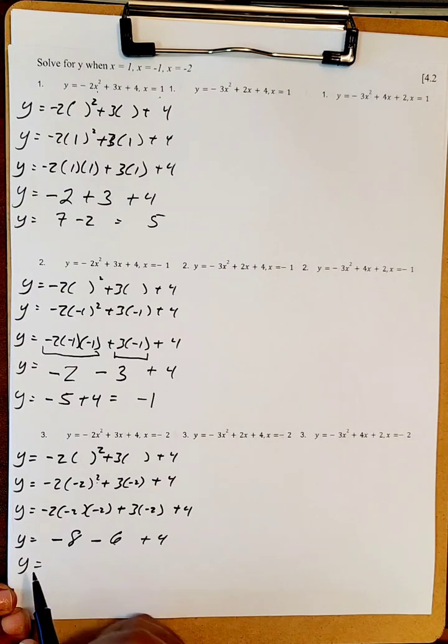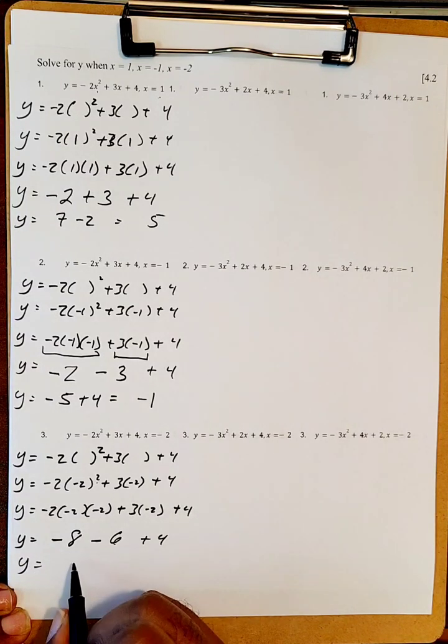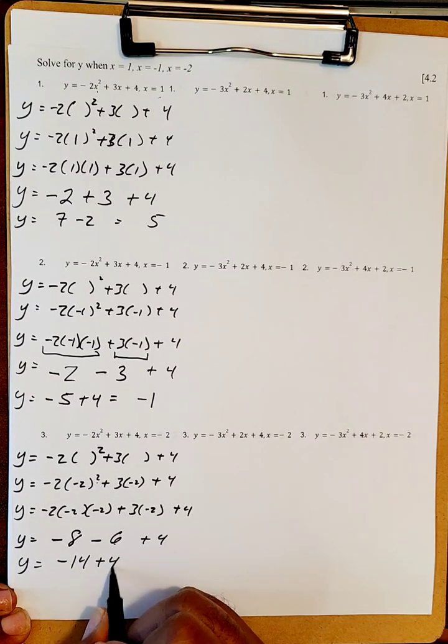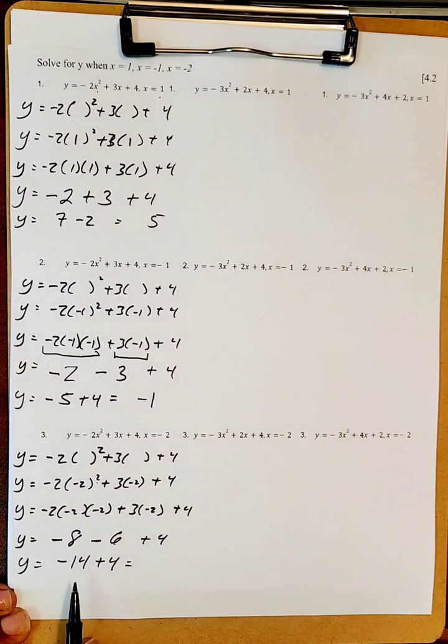Now, same signs add, so 8 and 6 will become 14, and the bigger sign wins, which is -14 plus 4. Okay, here we have different signs, so they're going to subtract. So 14 take away 4 is 10. The bigger sign is going to win, which is -14, so this will be a -10.